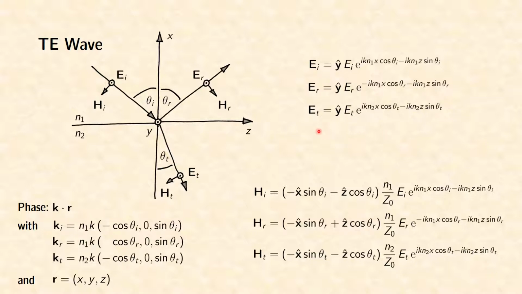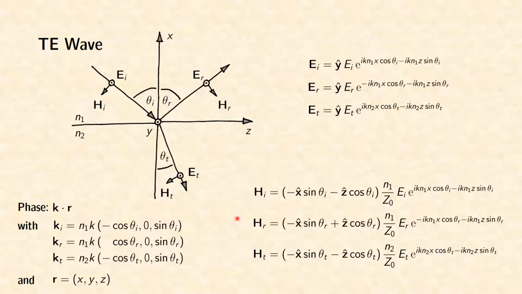It's quite important that we can define ourselves the amplitude of the incident field, of course, and the angle of the incident field. But we have to calculate the amplitude of the reflected field and the propagation angle of the reflected field, as well as the amplitude of the transmitted wave and the propagation angle of the transmitted wave.